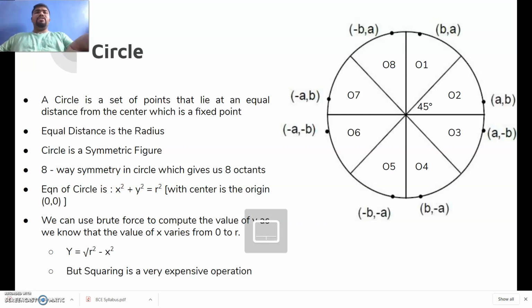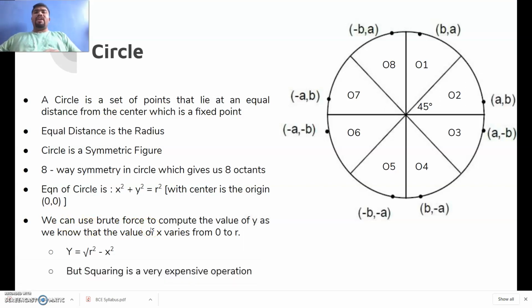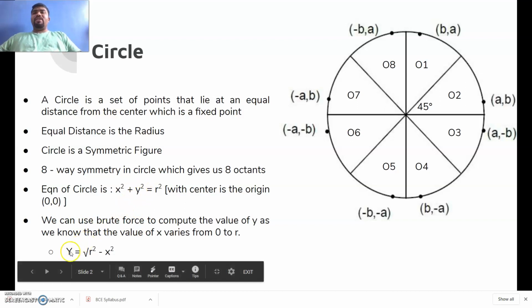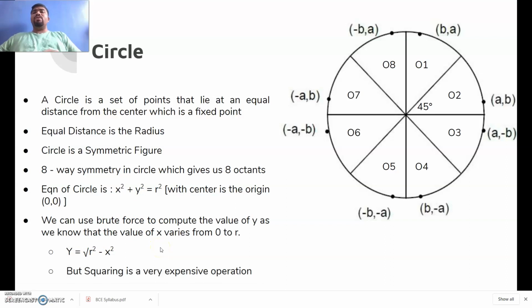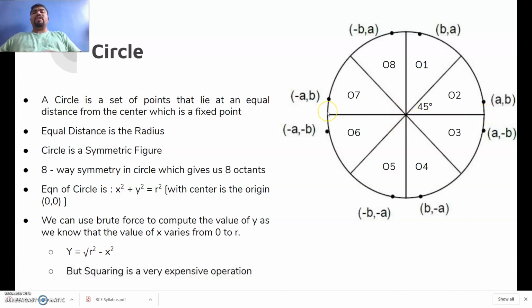At point (0, 0) onto the coordinate system. Now, if we do that, we can actually use the brute force method to get the value of y, right? We can keep the value of y on one side and we can do the square root of r squared minus x squared, and we know from where to where x is going to range. X is going to range from 0 to positive r, and again from 0 to negative r, right?